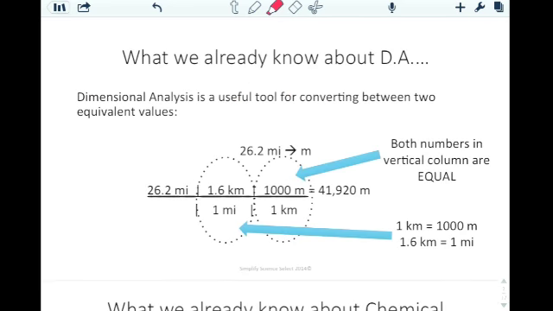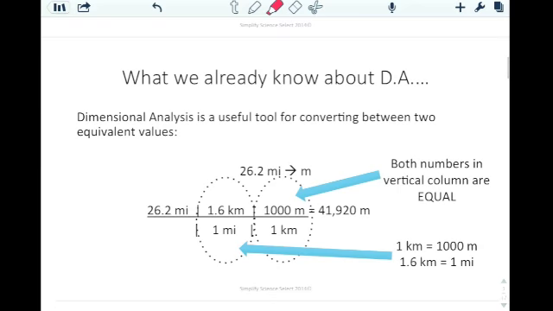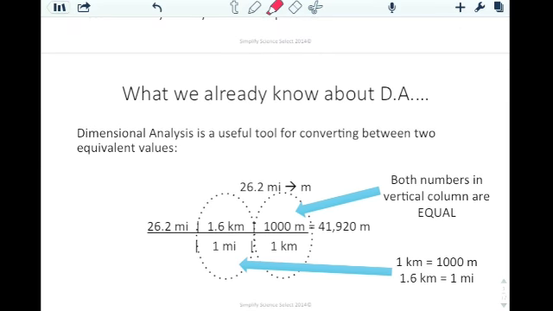So what we already know about dimensional analysis. Dimensional analysis is a useful tool for converting between two equivalent values. We have the statement of equality. When we're looking at this, we're trying to convert from 26.2 miles into meters, and so we need conversion factors. We have 1 mile equals 1.6 kilometers, and we have 1 kilometer equals 1,000 meters. Now, both numbers in the vertical column are equal.